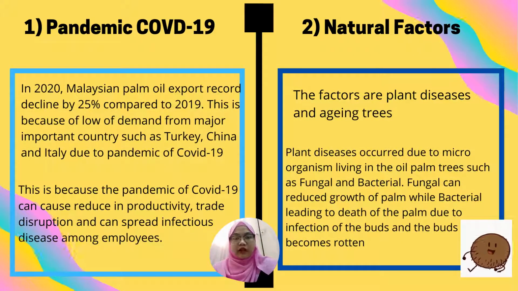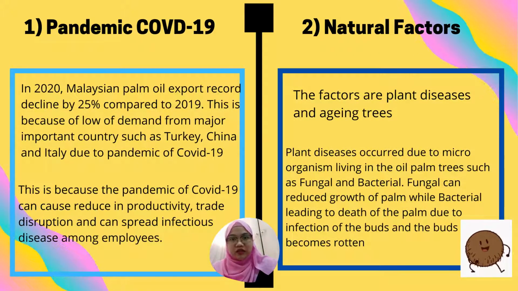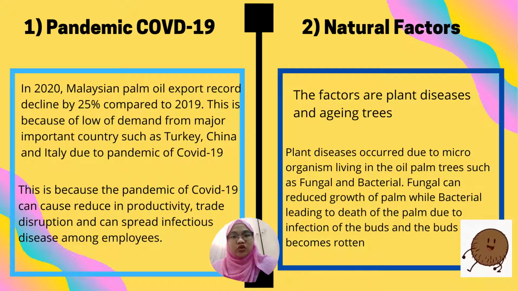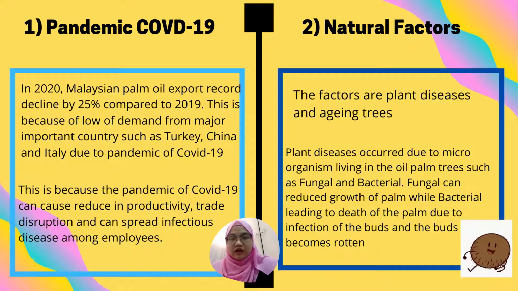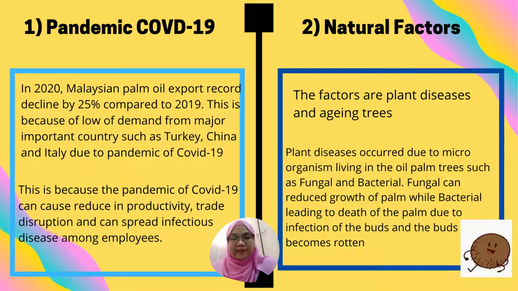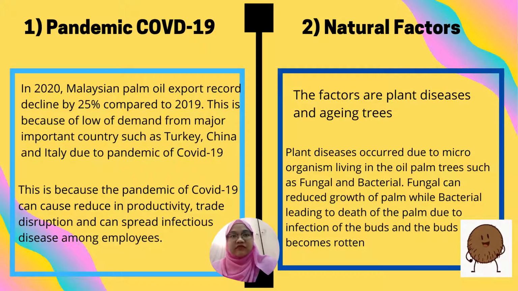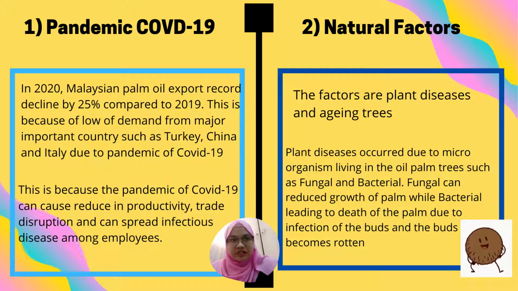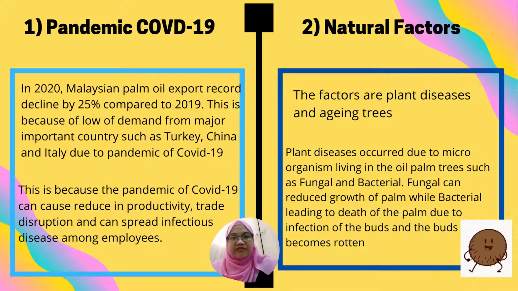First, pandemic of COVID-19. In 2020, Malaysian palm oil export recorded a decline of 25% compared to 2019. This is because of low demand from major importing countries such as Turkey, China, and Italy due to the pandemic of COVID-19. The pandemic can cause reduced productivity, trade disruption, and can spread infectious disease among the employees.